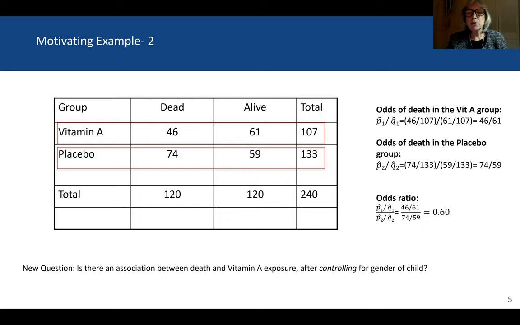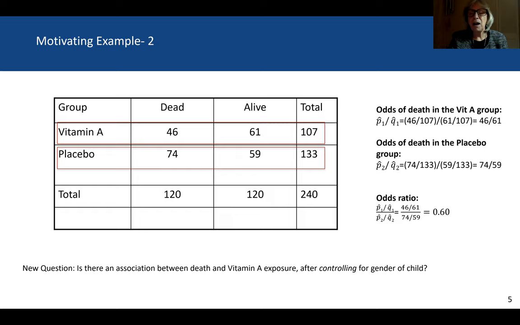So let's look at just the 2x2 table of the relationship between vitamin A status and case status, which is dead or alive. Here we can see that the odds ratio of death in the vitamin A group compared to the placebo group is 0.6. This point estimate suggests a reduction of 40% in the odds of death in the vitamin A group as compared to the placebo group. But this is now a new question. Is there an association between death and vitamin A exposure after controlling for the gender of the child?